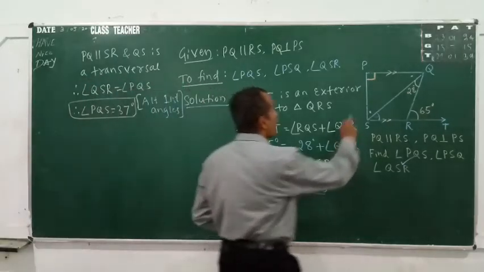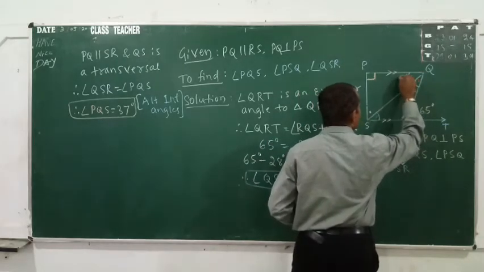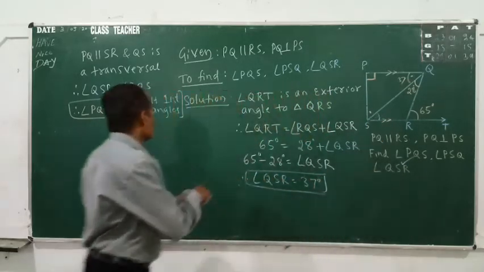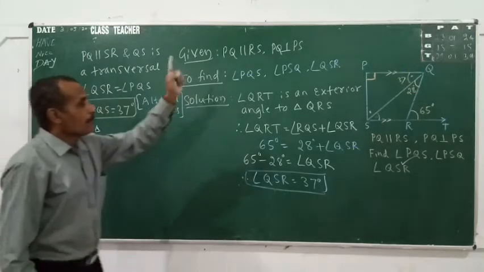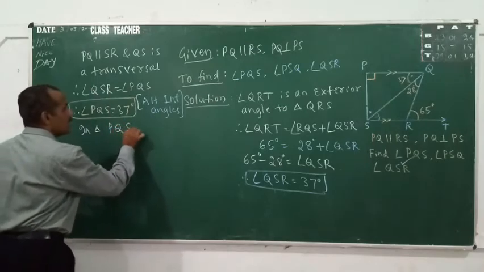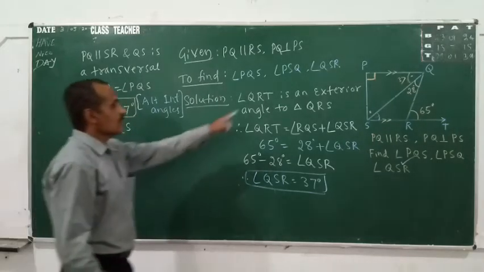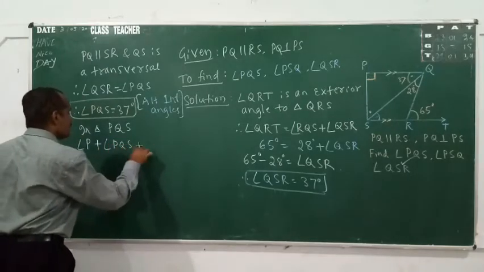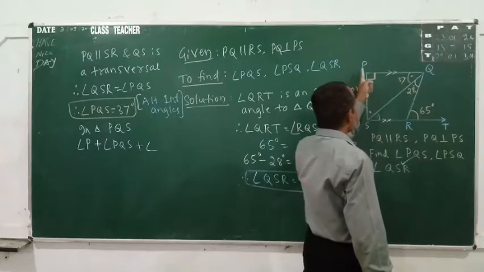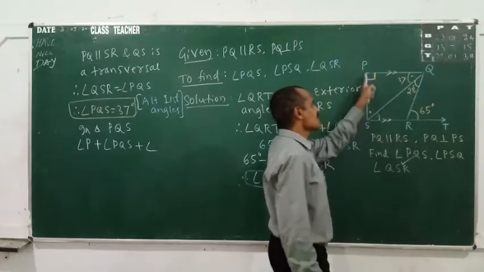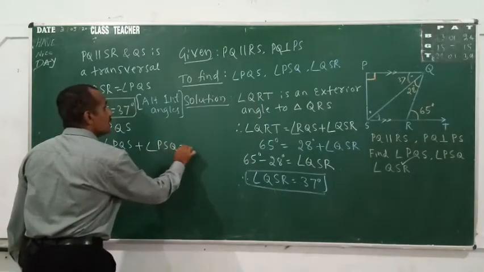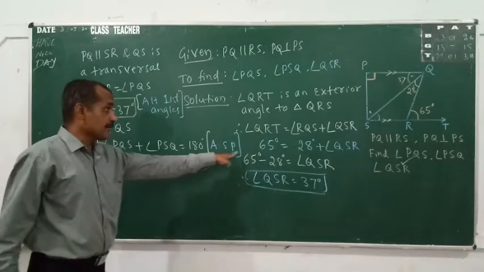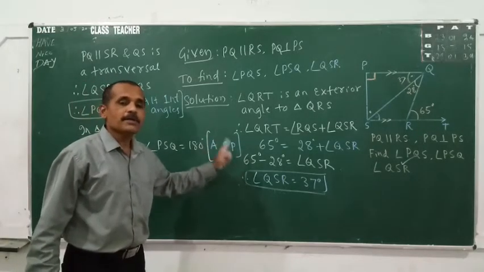Which angle? PQS. This is 37. Now this is 90. Can you find this using the angle sum property of triangle? How to write? In triangle PQS, I can write angle P plus angle PQS plus this third angle, I can write PSQ or QSP, one and the same, plus angle PSQ is equal to 180 degrees. The reason you know: angle sum property. You write very clearly. You don't write ASP. You write angle sum property of triangle.